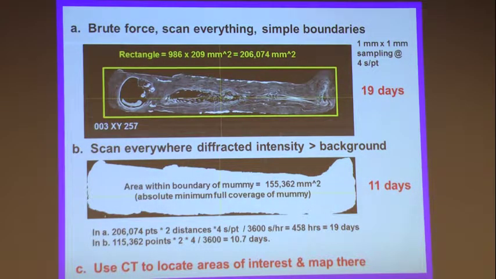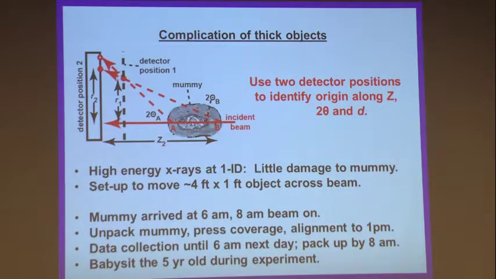Now, we needed CT. It was absolutely essential because we had only 1 day of beam time. If we were to just put a rectangle around the sample and study it with all the different positions, point by point, without any regard to any prior information, it would have taken us 19 days to cover the mummy. If we scanned everywhere where there's diffracted intensity, so we had a SMART program, it would take 11 days. So clearly we couldn't do this. We had less than a day to get in and out and do the experiment. So we used CT to know where to look.